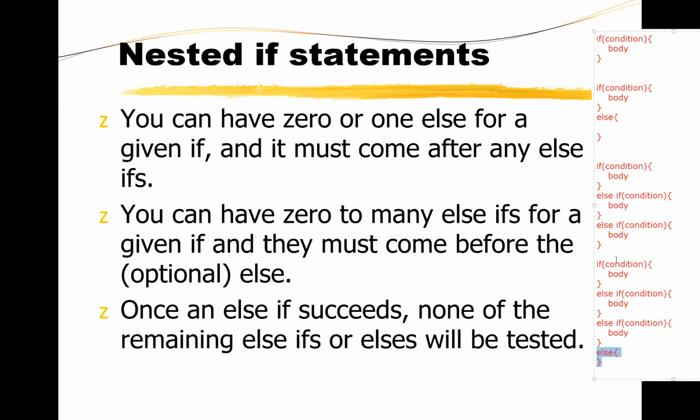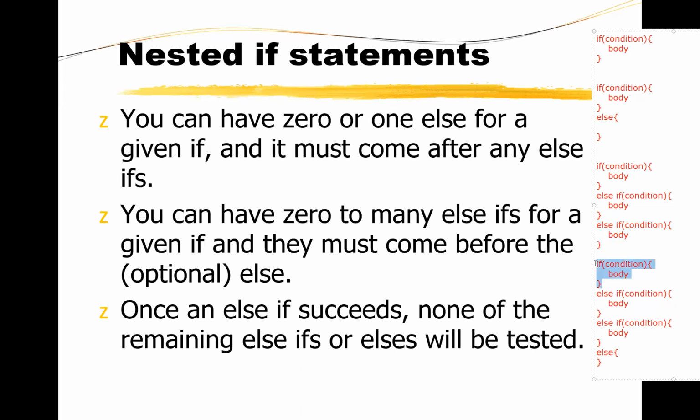And here, if an else if condition succeeds, then the remaining else ifs or elses will not be tested. None of the else ifs or elses will get tested if an if or else if succeeded. If this if condition succeeds, that's it, nothing else will happen. If this condition is false, then it's going to check this else. And even if this is false, it's going to go into this. If it is false, nothing will display. If it is true, this would be displayed.